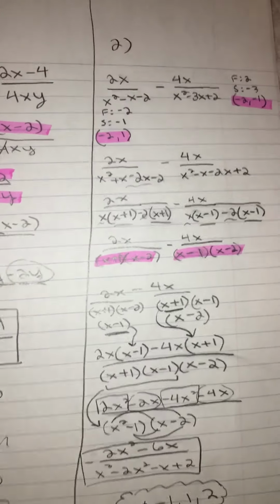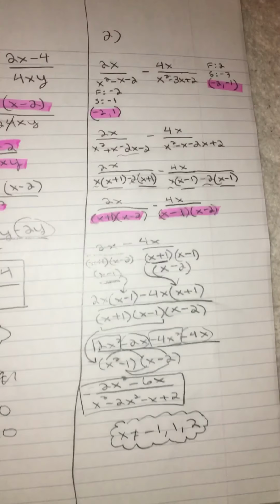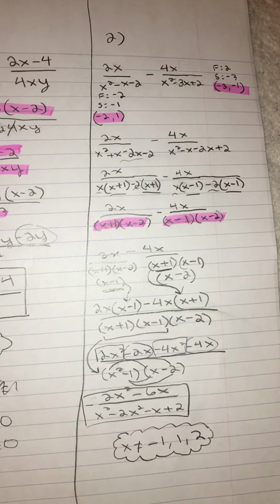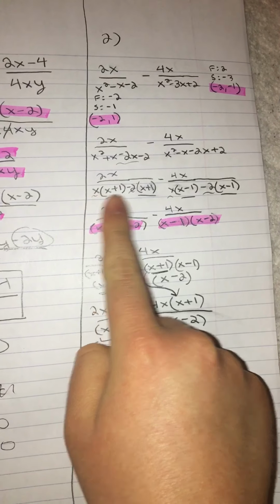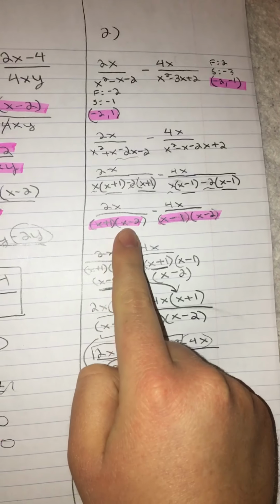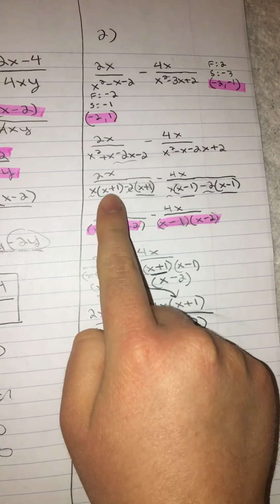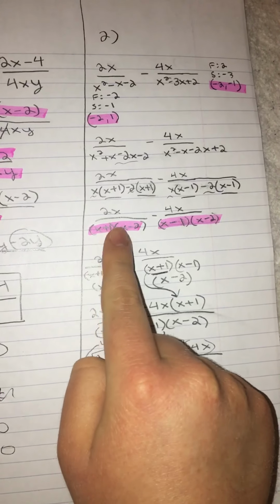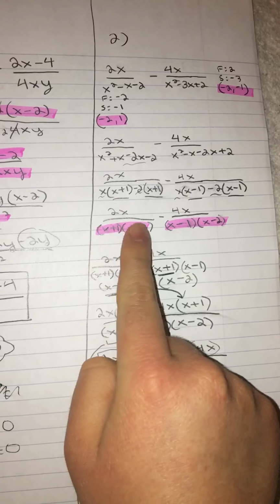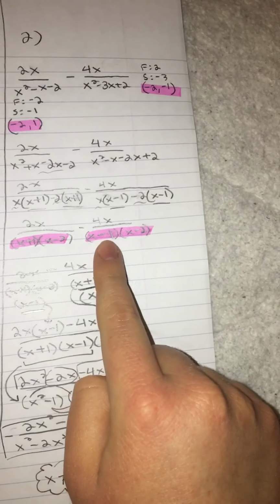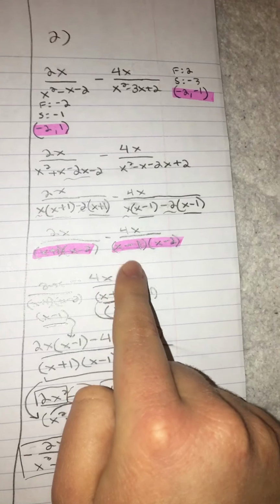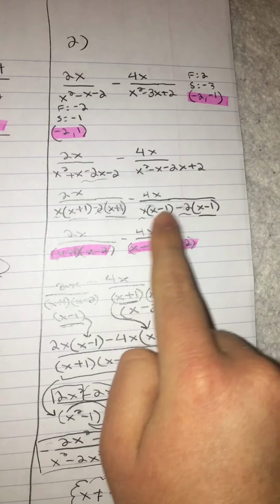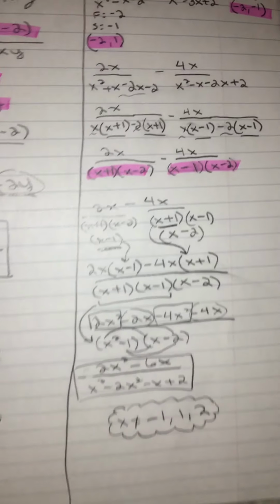Okay, the next step would be use your x minus 2 here in the parentheses and your x plus 1 on this side for this side of the denominator. And on the other side, you're using the x minus 1 because that's the value in both of those, and then x minus 2 because that's right there. So, alright.